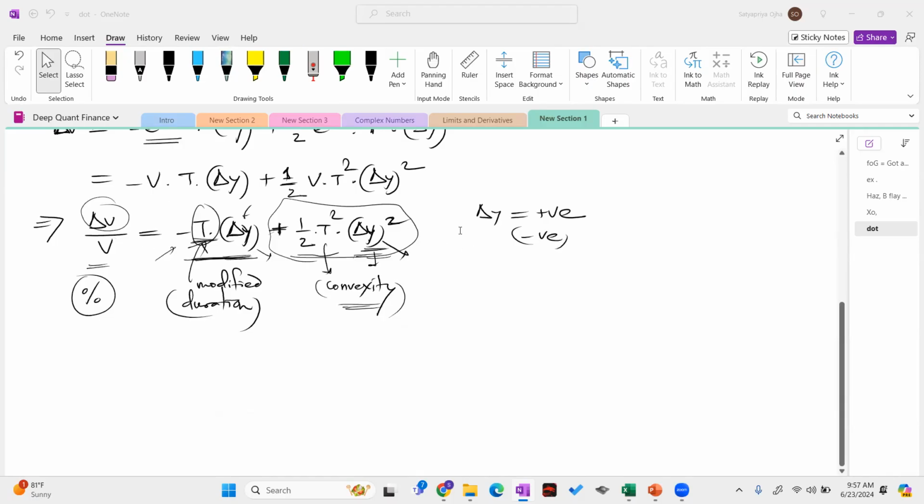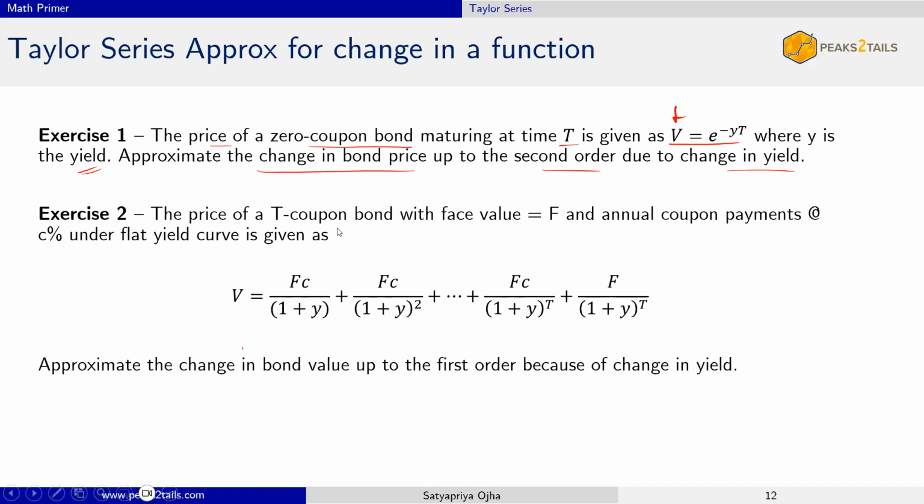So this is a fundamental relationship. We did it for a zero coupon bond. Let's do it for a general coupon bond, which is the next question. Price of a T-year coupon bond with face value F and annual coupon payments at the rate C%, keeping things simple, under a flat yield curve. I know I'm throwing a lot of financial information, but it is fine. The point of this exercise is to use Taylor series. At the end of the day, it's just a function, right?